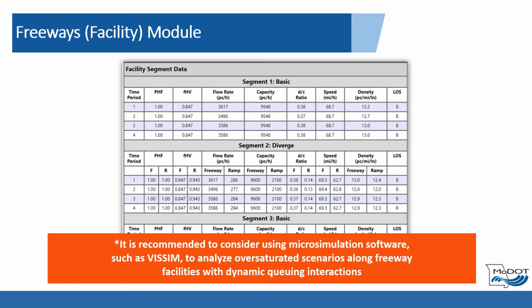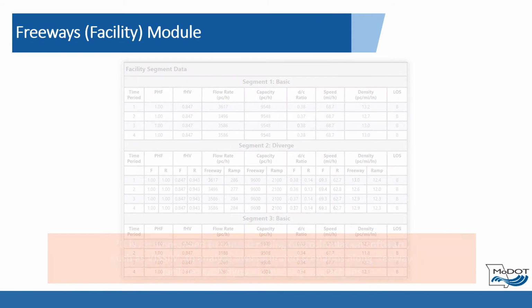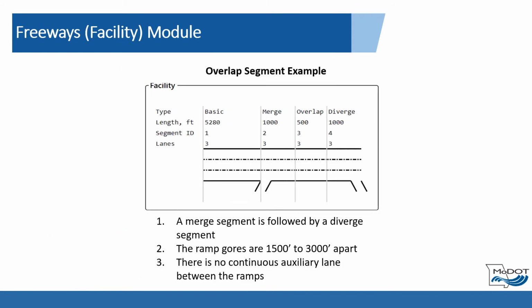The Facility module can apply certain parameters globally to the facility. The facility is segmented into traditional basic, merge-diverge, and weave freeway segments as in the Freeways module. The overlap segment is introduced in the facility module.